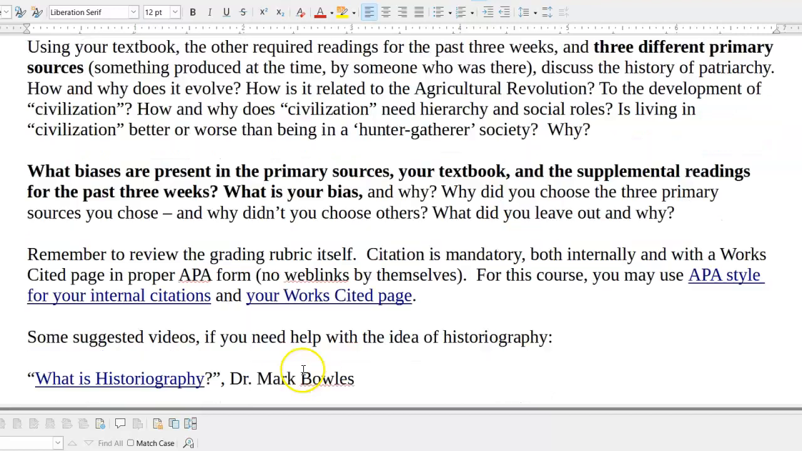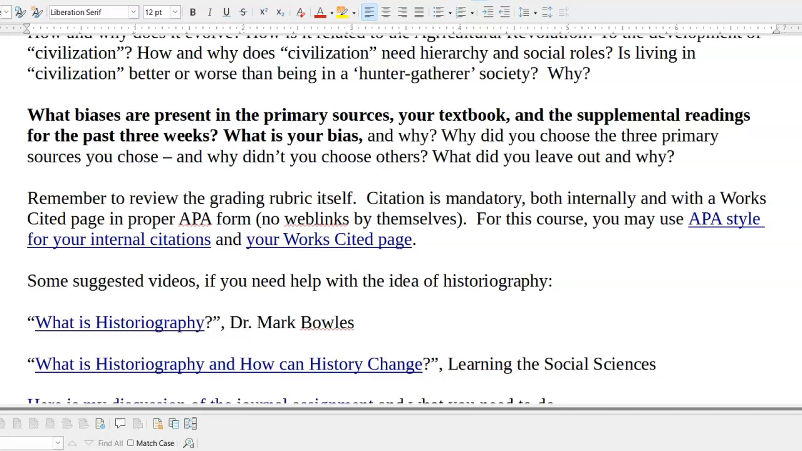All right, of course, as mentioned ad infinitum, citation is mandatory, internally and with a works cited, and I'll again make this very clear: no internal citation is a 0. For this, you must use quotes. And as we all know at this point, if you're quoting, you must cite immediately after it, right?